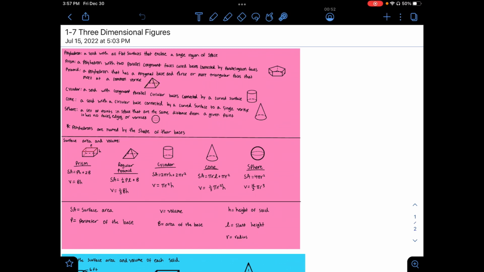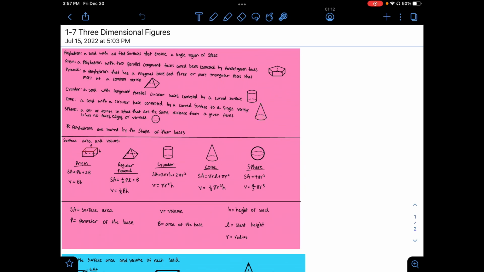A cylinder is a solid with congruent parallel circular bases connected by a curved surface. So this is our curved surface that goes around the outside, and our circular bases. A cone is a solid with one circular base connected by a curved surface to a single vertex. So here's our circular base and then our vertex.